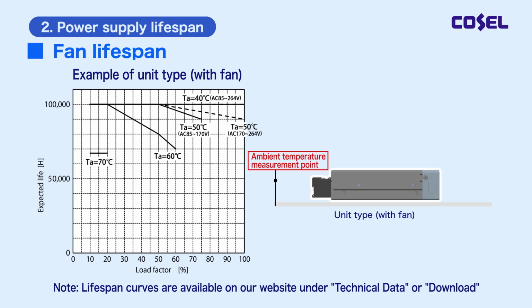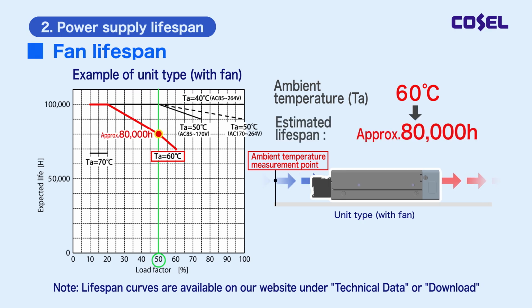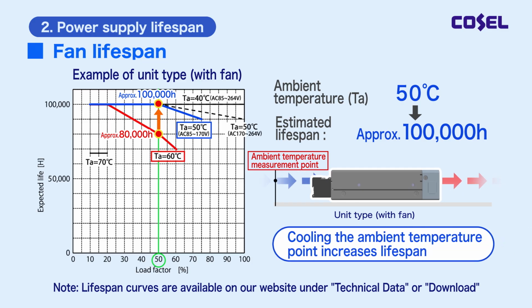For example, in the case of a unit-type power supply product with a short fan lifespan, the estimated lifespan graph published on our page is the data for the estimated fan lifespan. From the estimated lifespan graph, the estimated lifespan value is about 80,000 hours at an ambient temperature of 60 degrees Celsius and a load factor of 50%. However, the estimated lifespan can be extended to about 100,000 hours by using the power supply at 50 degrees Celsius, 10 degrees Celsius lower than the ambient temperature, so it is important to reduce the ambient temperature.